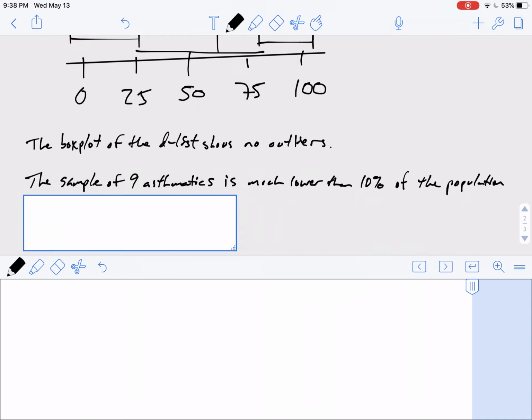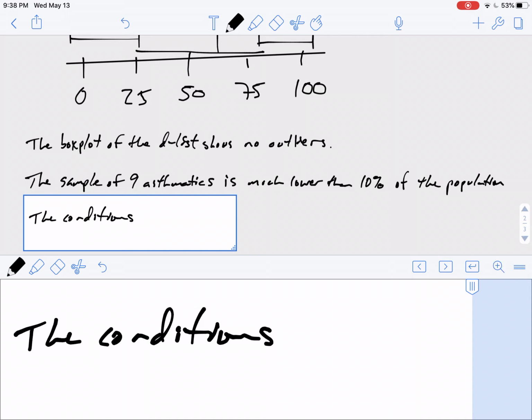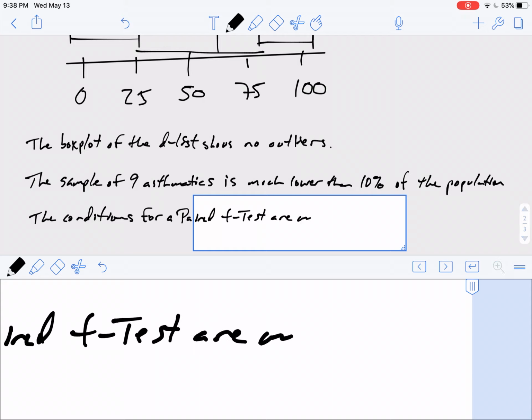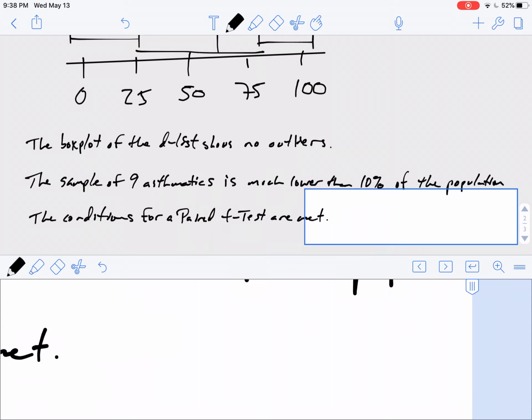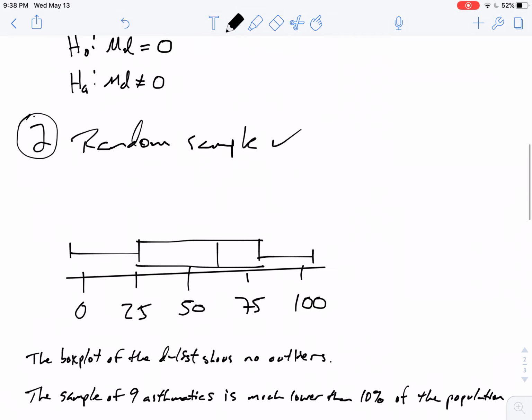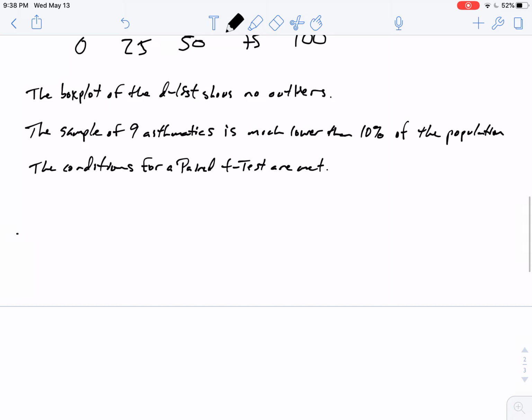And we can now name our procedure. So we'll say the conditions for a paired, so you can say either matched pairs or just paired, t-test are met. All right, so that is step 2.